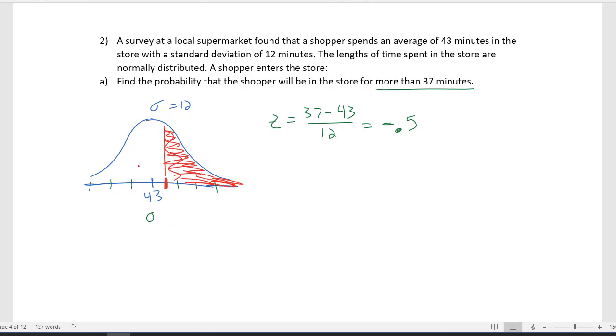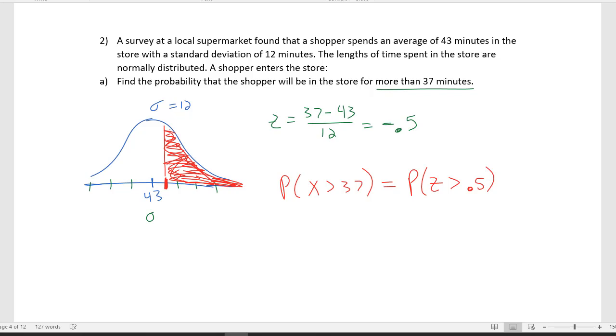So I'm going to look at my table. I said I want the area to the right, and that would be the correct way of saying that. The table is going to give me the area to the left. I'm going to do 1 minus that, and it's going to give me the proper area. So again, symbolically, the probability that my data value, the randomly selected shopper's time spent, being greater than 37 minutes is equivalent to that as a z-score being greater than negative 0.5.